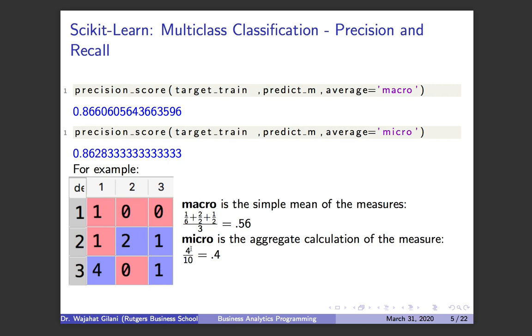4, that's my numerator. And then what's my denominator? My denominator is going to be everything, the summation of the whole matrix. 1 plus 1 plus 4 plus 2 plus 1 plus 1, which gives you 10. 4 divided by 10 gives you 40%, okay? So that's the difference between the two averages. We can go ahead and do that.